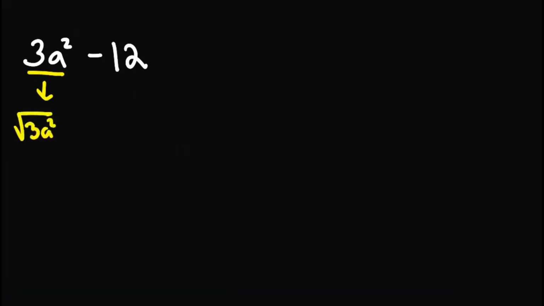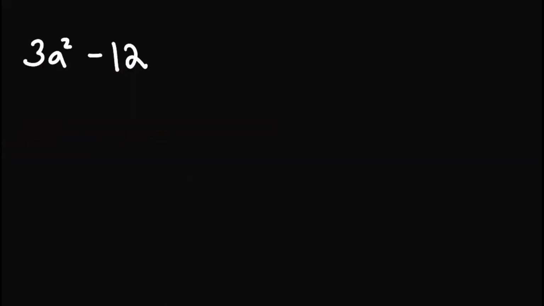Let's have this third example. If we have 3a squared minus 12, at first glance, we can assume that this one out here doesn't seem to be a perfect square, since the square root of 3a squared is equal to the square root of 3 times the square root of a squared, which is equal to the square root of 3 times a. And this isn't a perfect square since we still have a square root out here.